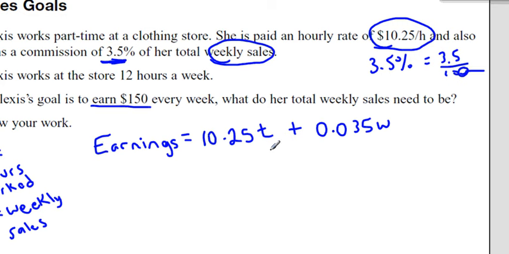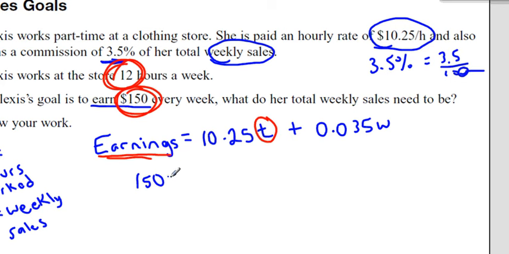So in 1 week, this would calculate her earnings. How much time did she work in hours, and what were her weekly sales? So there it is as an equation. Now let's substitute what we know. We know that she worked 12 hours, and we know that the earnings she wants are 150. So here's that substitution. Her earnings should be 150. The time she worked would be 12 hours.